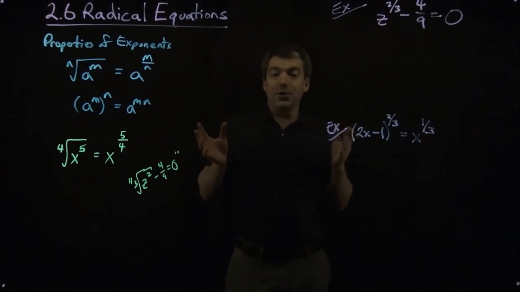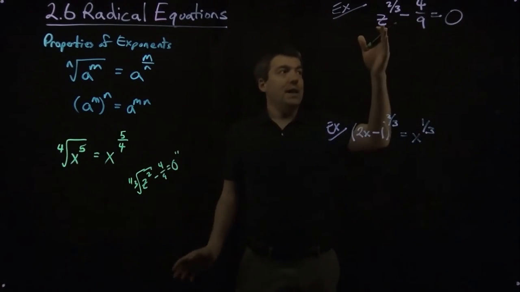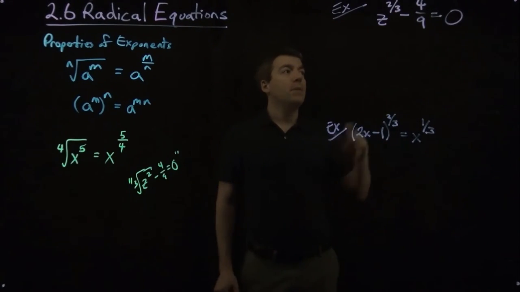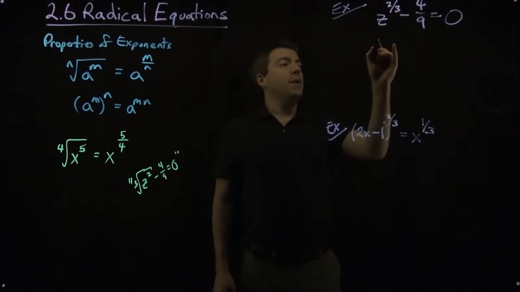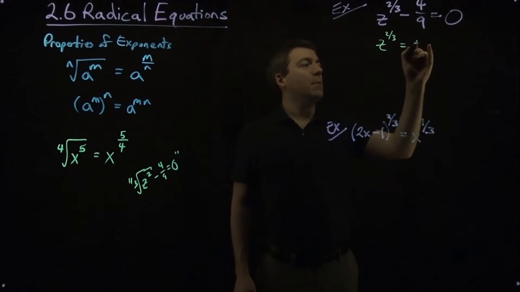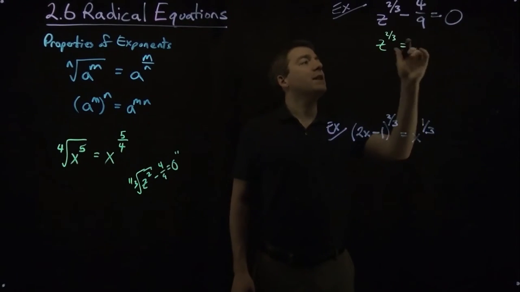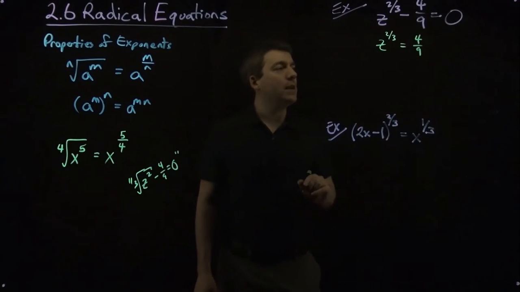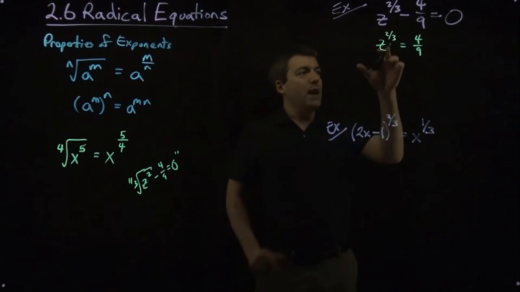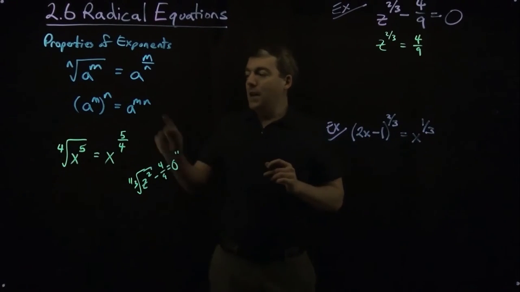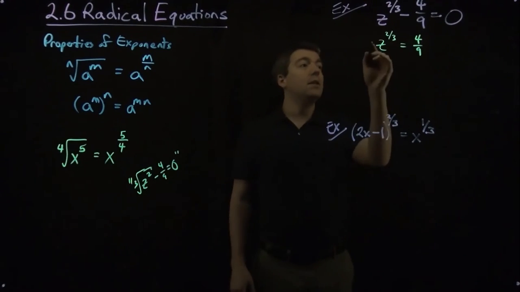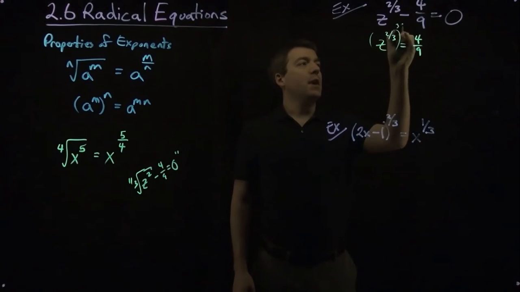Okay, and so we want to treat it just like the radical equations we did earlier. Isolate this radical term, and then raise both sides by the appropriate power. In this case we just need to add 4/9. So we have z to the 2/3 equals, plus, and add that to both sides, so 4/9, positive 4/9. All right, now we need to raise both sides by some power that cancels out this 2/3. So we need some number that when multiplied by 2/3 gives us 1. That's the reciprocal. So raise both sides to the 3/2 power.